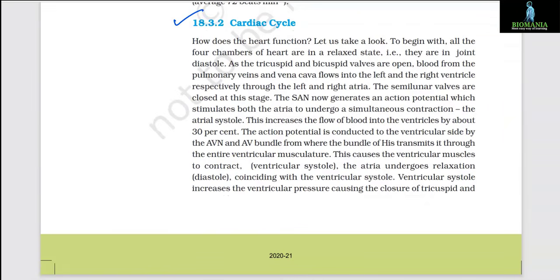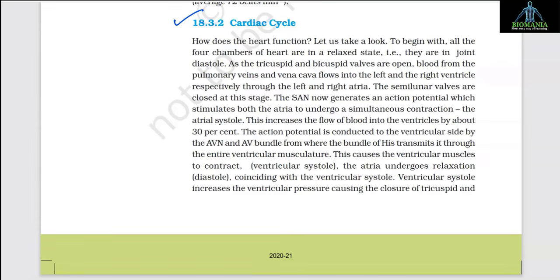18.3.2 Cardiac cycle. How does the heart function? Let us take a look. To begin with, all the four chambers of the heart are in a relaxed state, that is, they are in joint diastole. As the tricuspid and bicuspid valves open, blood from the pulmonary veins and vena cava flows into the left and the right ventricle respectively through the left and right atria. The semilunar valves are closed at this stage.